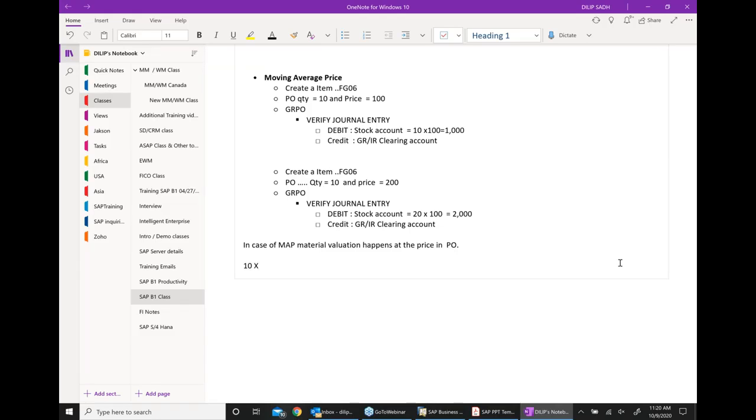10 into 100, that is equal to 1000. Then we have 10 into 200, that is 2000, and moving average price equals 1000 plus 2000 divided by 20.